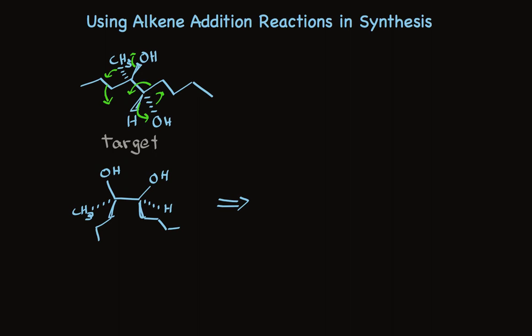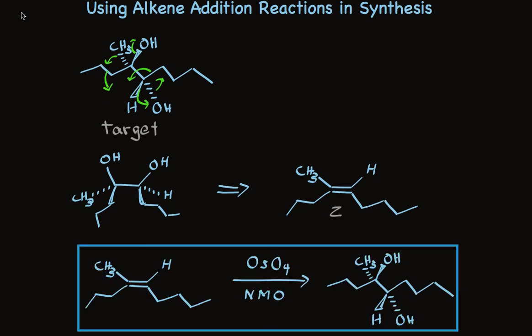Now it's clear that the hydroxyl groups could be added to an alkene, drawn with the same orientation. The two larger alkyl groups toward us, and the methyl and hydrogen on the other side of the double bond. This alkene with the Z stereochemistry is the one we need to make the stereochemistry we want in the final product. What remains is to show the reagents for this reaction. Osmium tetroxide with an oxidizing agent such as N-methylmorpholine N-oxide works well.